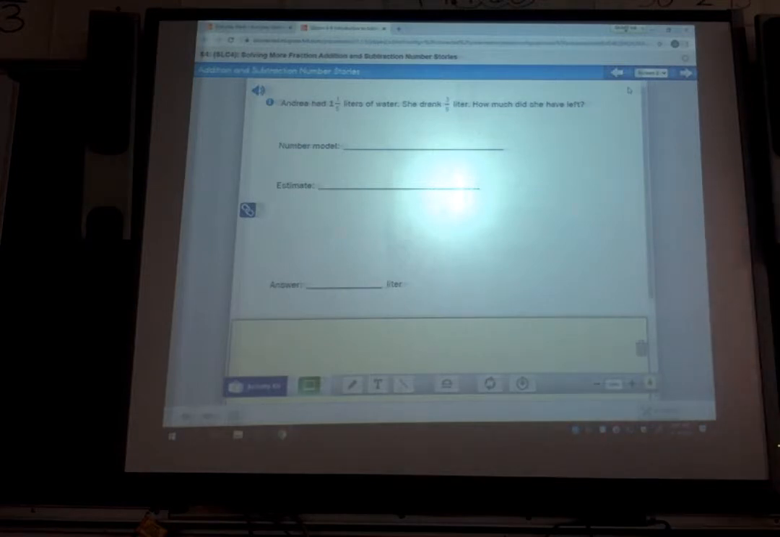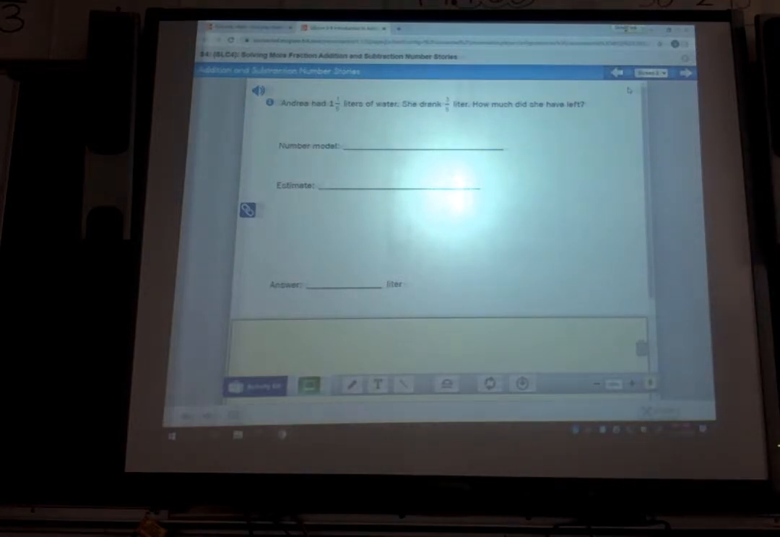Make sure you are reading the story problem carefully because, like the instructions say, or the title, some are addition and some are subtraction. So the directions tell us to write a number model with a letter for the unknown. So that means we're going to use a variable in our number model.